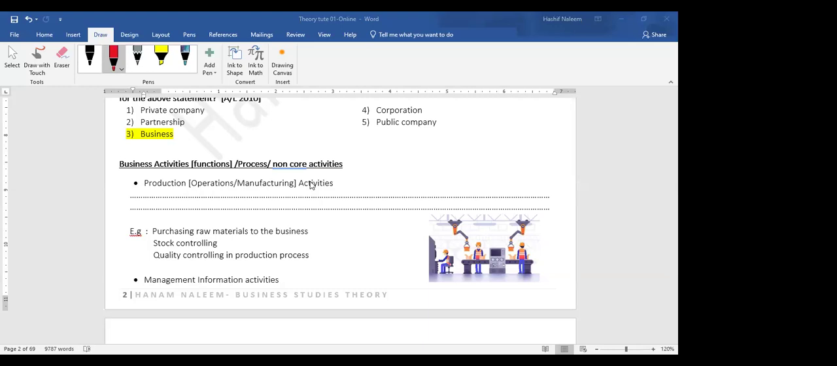Write the definition for production. The process of converting inputs into outputs through a process is called production.